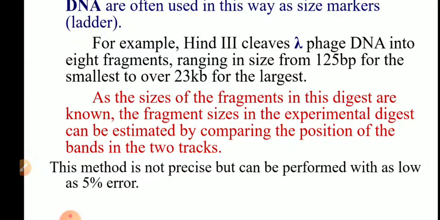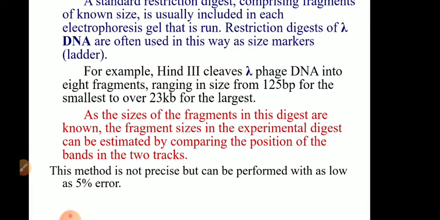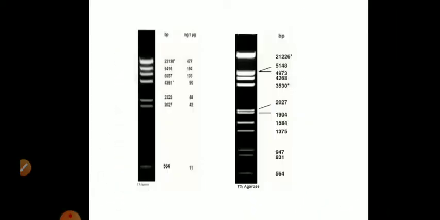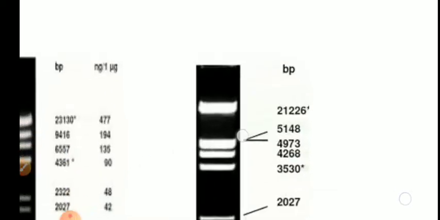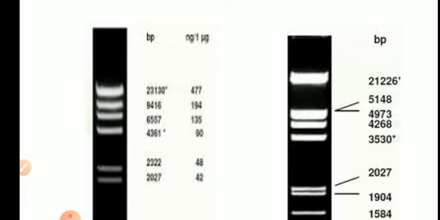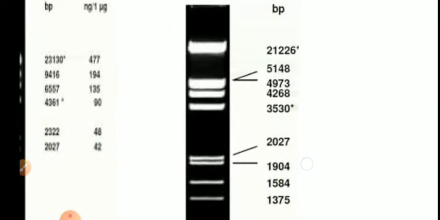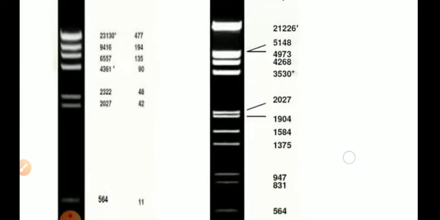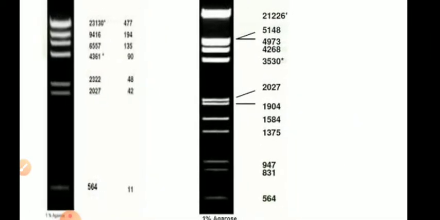But there is a 5% error. So with 5% error, we can find out. Now, what does a restriction digest look like? This first one is the restriction digest of lambda DNA. The size of each band, and a band is nothing but a fragment of the DNA, is known to you. Now the second one is lambda DNA treated with HindIII and EcoRI enzymes. You can see more than 8 fragments here. And you know the size of each band, right?